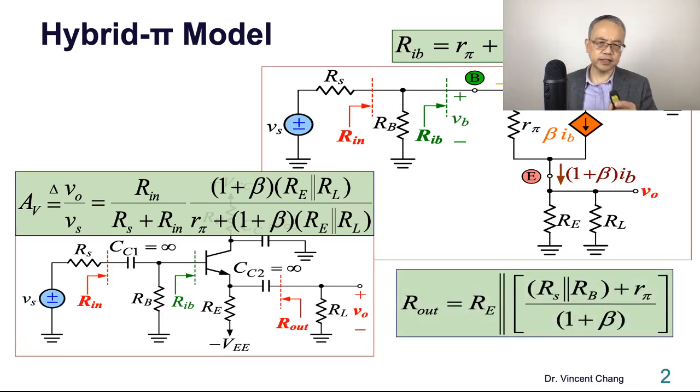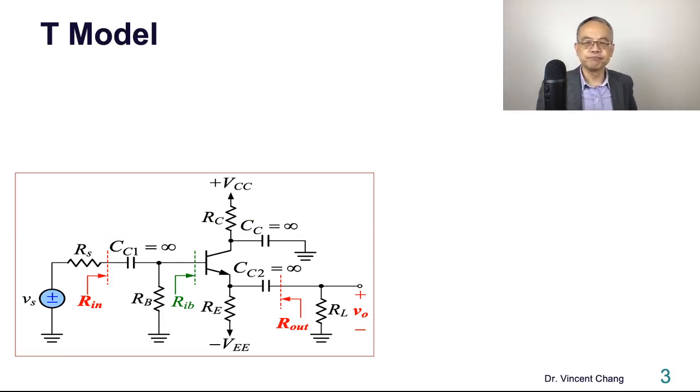For the output resistance, I think it's okay. But the voltage gain seems a little bit too much. Let's now try to change the model from the hybrid-pi model perspective to the T model.